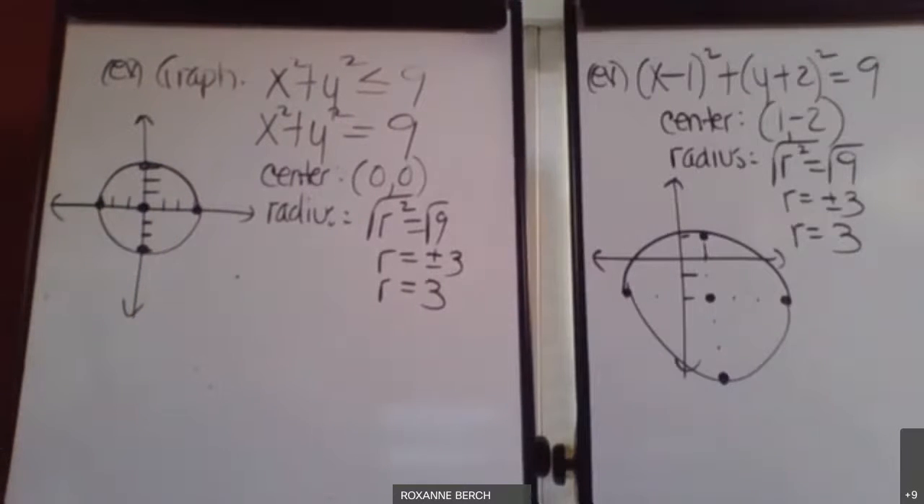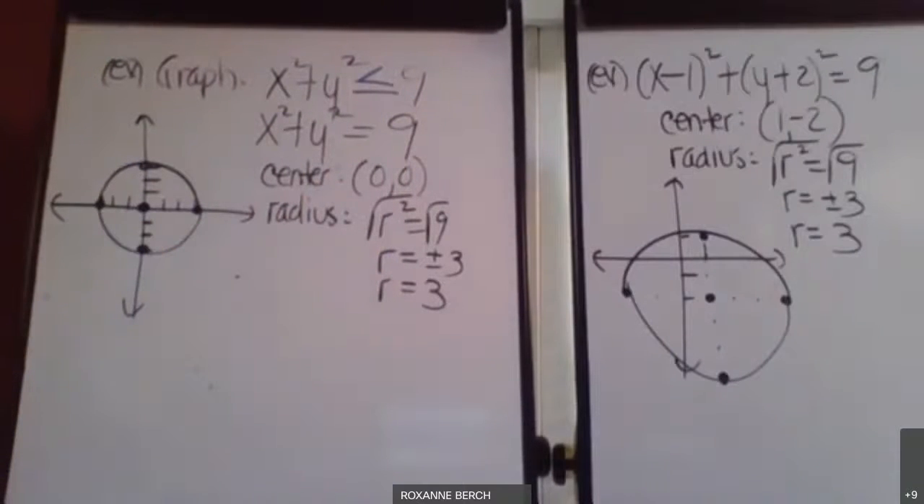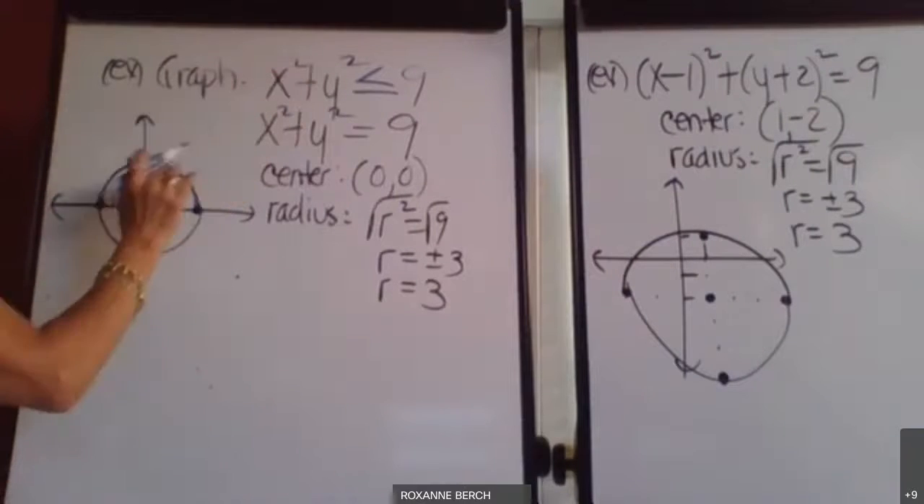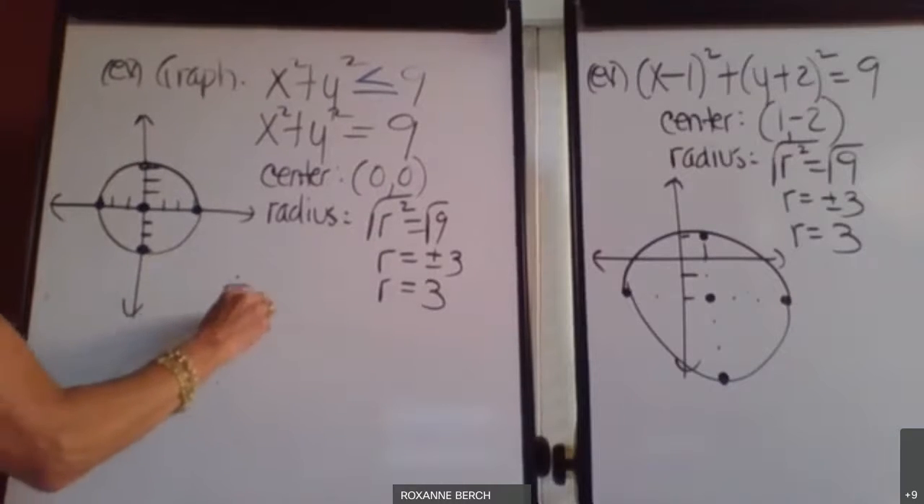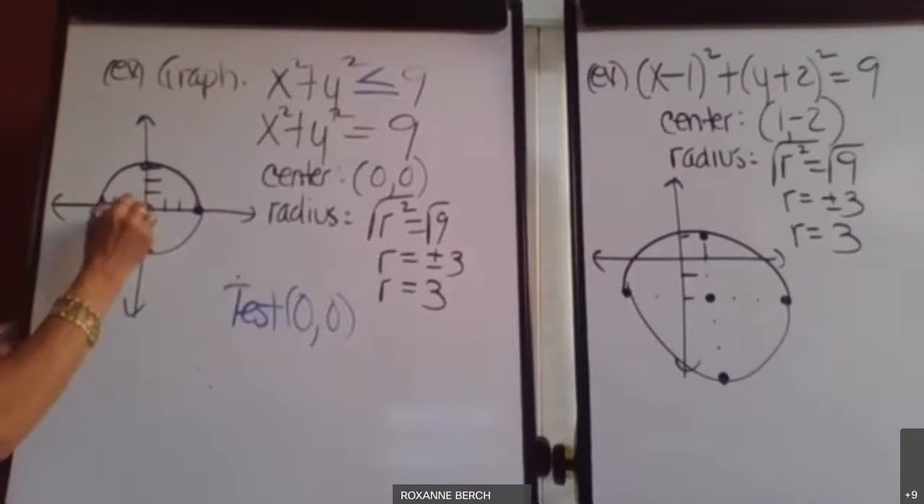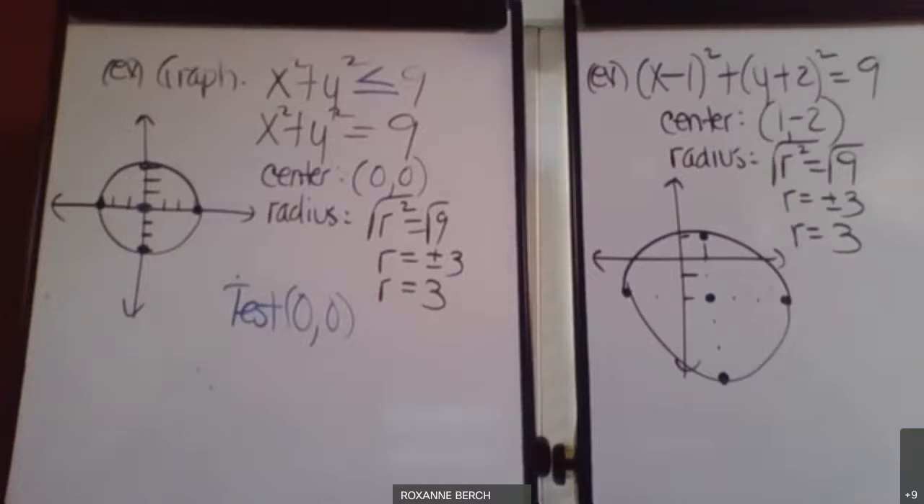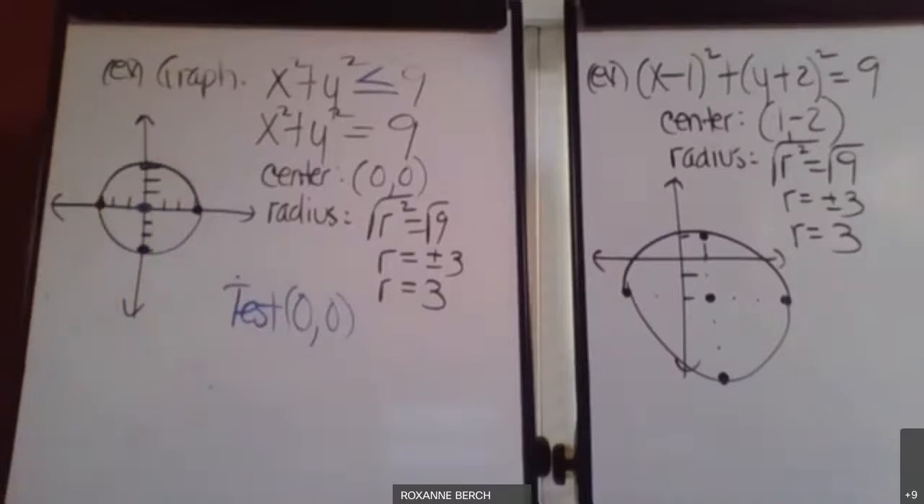And now we go through the steps for the inequality. So here we go. This is less than or equal to, which means the boundary is solid. If it was strictly less than, notice I'm not calling it a line. It's not a line, it's a boundary. If it was less than, we would make it dotted. Now we're going to test a point. I'm going to test (0, 0), which is here. If it works, I'm going to shade inside the circle. If it fails, I'm going to shade outside the circle.